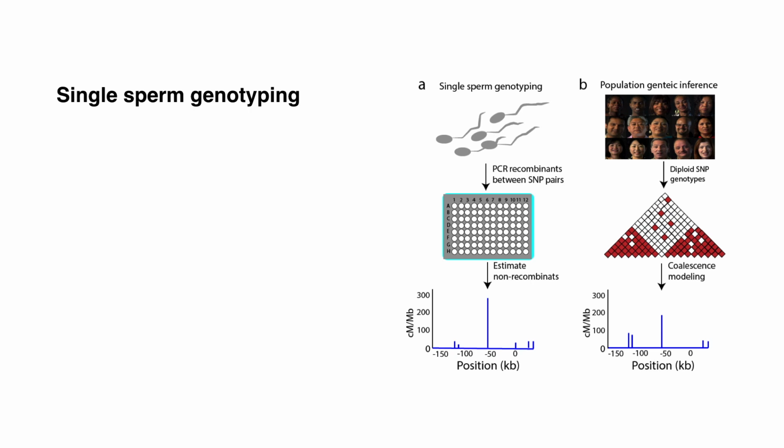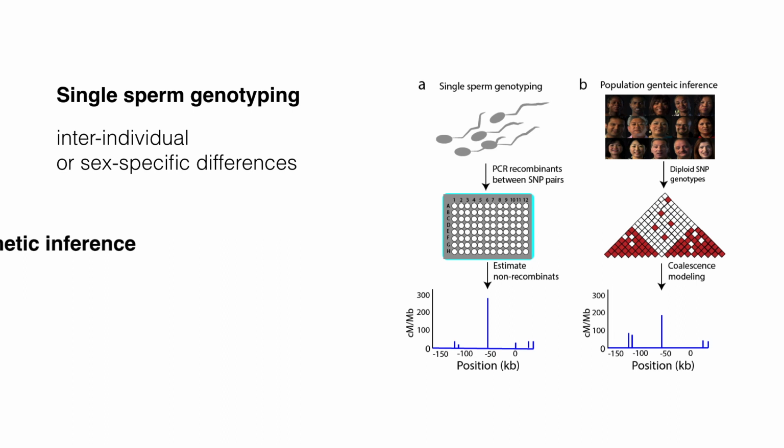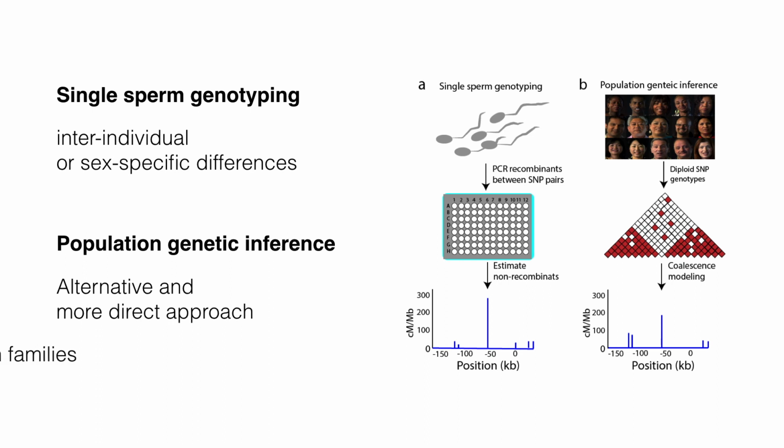This approach is pretty powerful, but it has a disadvantage: it reveals nothing about inter-individual or sex-specific differences in recombination behavior. Alternatively, you can look at the entire population and infer recombination from population studies. This is a more direct approach than to study recombination in families.